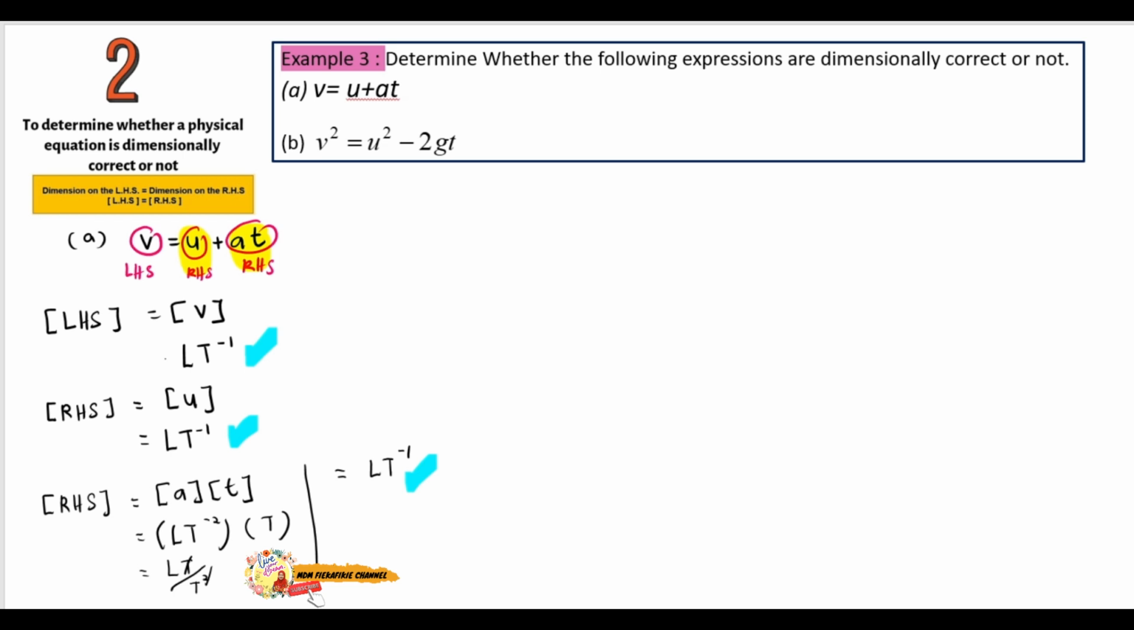So what we can write here is: therefore, since the left hand side is equal to the right hand side, this equation is dimensionally correct.